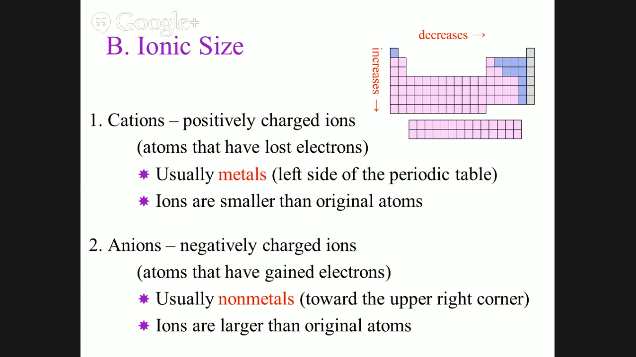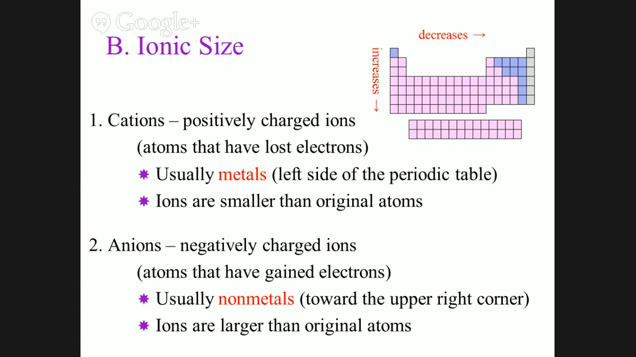Here's the thing though, when a positively charged ion that has lost electrons, when we look at its size, it's a little bit smaller than the original atom. It lost some electrons. It still has the same number of protons, and so they pull the shells in a little more tightly.